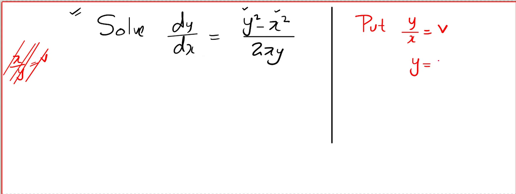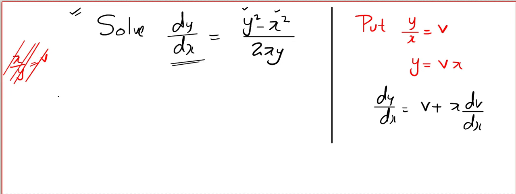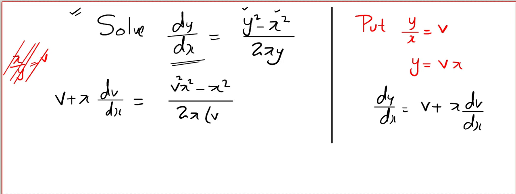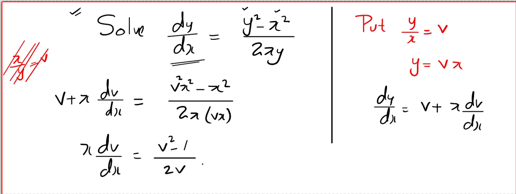That is, y is equal to v into x, so that we get dy by dx is equal to v into 1 plus x into dv by dx. So you plug in that value over here, and you can plug in y is equal to vx, 2x into vx. So we get x into dv by dx. You can see that this x square will come outside, cancel each other. So we get v square minus 1 by 2v, and I took this v to the right hand side, minus v.